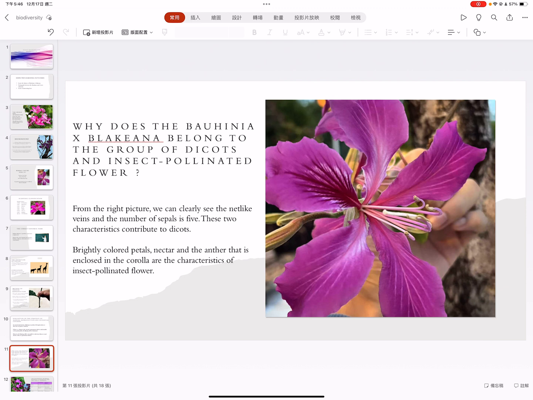Brightly colored petals, nectar, and the anther that is enclosed in the corolla are the characteristics of an insect-pollinated flower. So, Bauhinia blakeana belongs to the group of dicots and is a type of insect-pollinated flower.